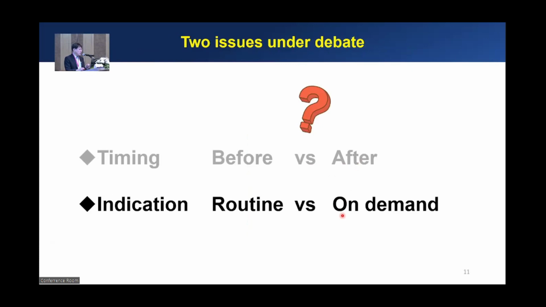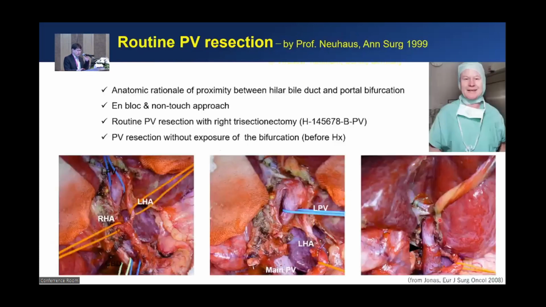The next is the indication problem, routine or on demand. As previously said, Professor Neuhaus, a very famous German doctor, proposed a routine portal vein resection called the unbroken no-touch approach. This sounds very nice for HPB surgeons. They initially dissect the vessels in the hepatoduodenal ligament like this and divide the right hepatic artery here first. And portal vein resection and reconstruction are performed like this.